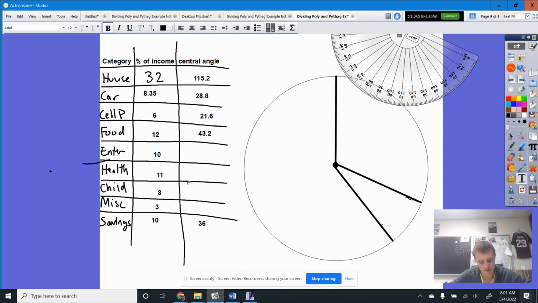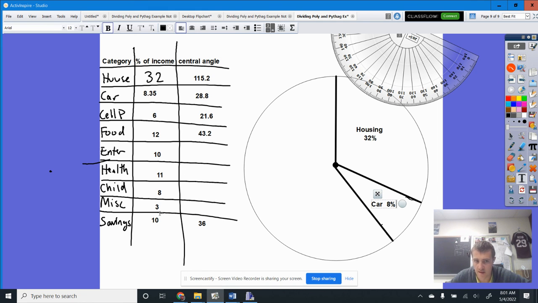It says right on the instructions too to include the category and percent inside the pie chart. So for this section, I would write housing, and I would put that it makes up 32% of my income. Remember, these central angle numbers, we are creating those just so that we can measure these pieces off the pie chart. So the numbers that we want to put inside the pie chart are the percents. So write the percents down here. And then this one would have been car. It would be 8%.